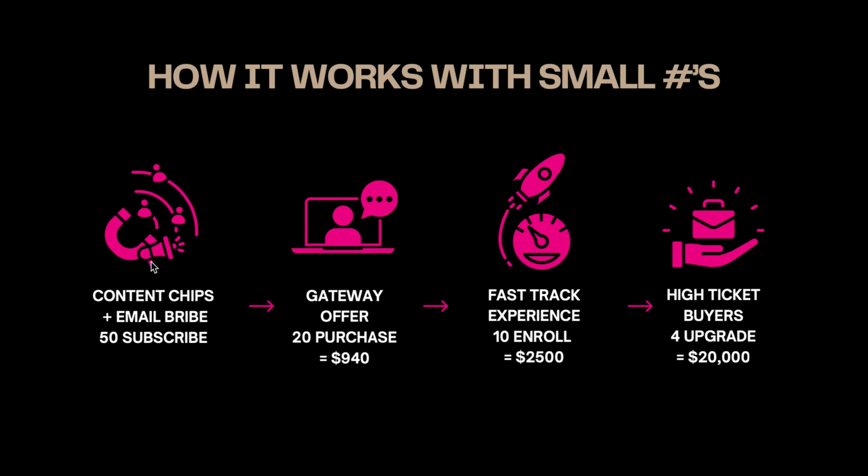So with your content chips, you have gotten, let's say, 50 people to subscribe to your email. That's pretty good. Even if you're doing this once a month, that's 50 new subscribers every month. Okay, so we're talking small numbers here. And then from those 50 people, 20 of those people purchase your gateway offer. Now, for the purposes of this example, I did a $47 gateway offer.